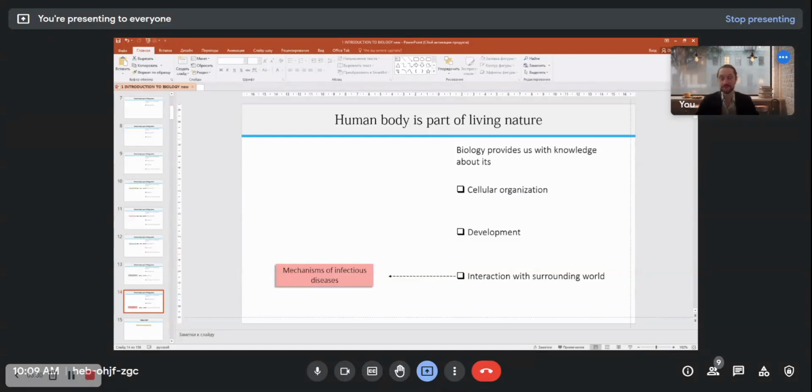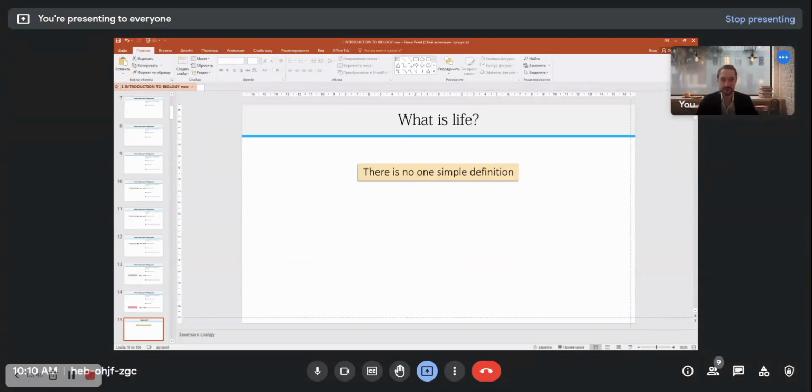Because, for example, parasites are part of the surrounding environment, and in our discipline you will also study interactions of the human body with parasites that can invade the human body from the external world.